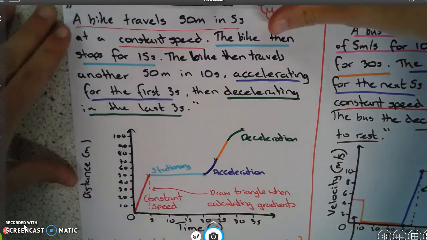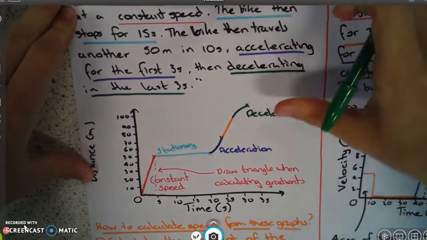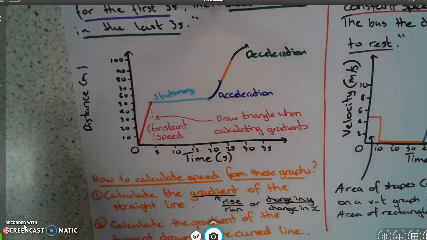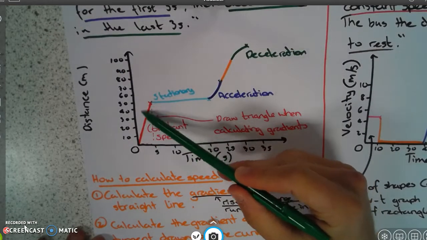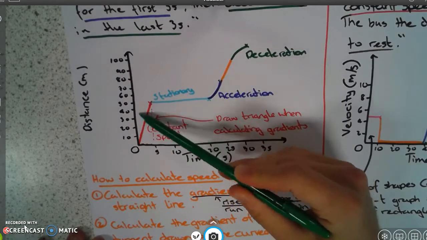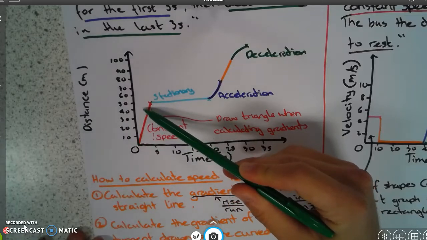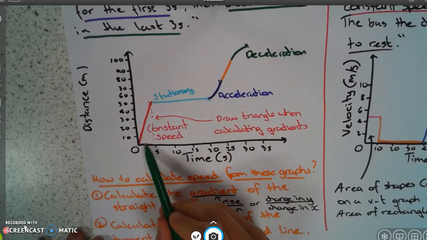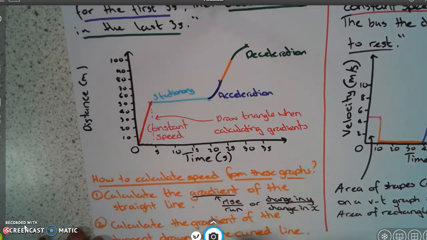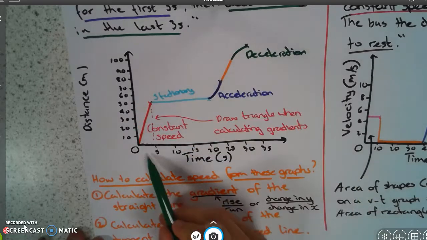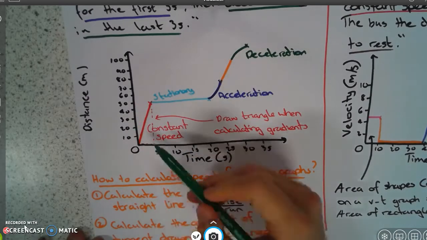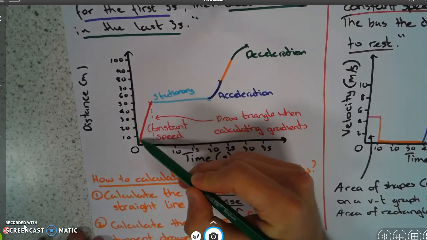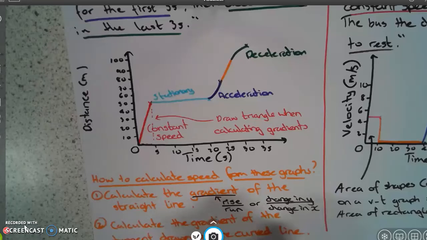Now there's two things you need to be able to do on a distance time graph. The first one is to be able to calculate speed, and that's just average speed. So if we look at this first part here, all you have to do is find the gradient of that line. And you find the gradient by doing the change in y, the rise, divided by the change in x, which is the run. So if we do that, 50 divided by 5 is going to be 10 meters per second. So for this part of the journey, the speed of the bike is 10 meters per second.